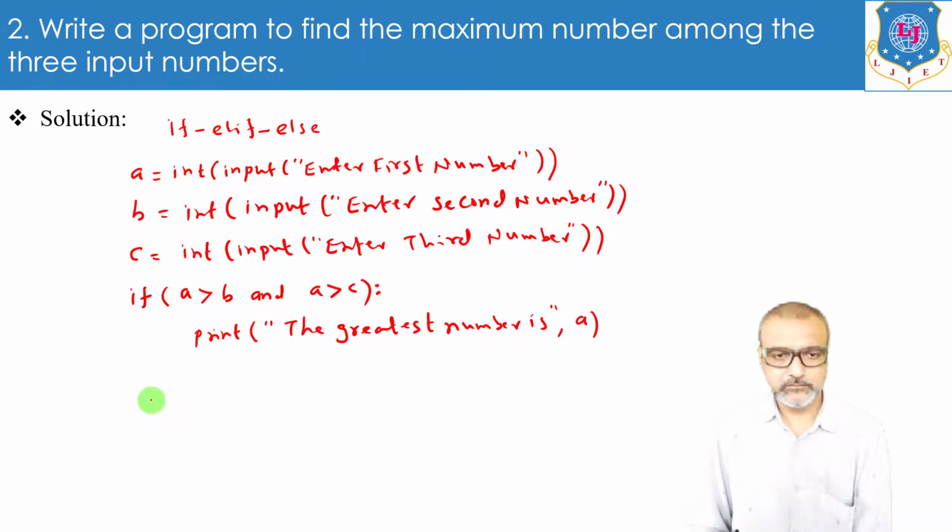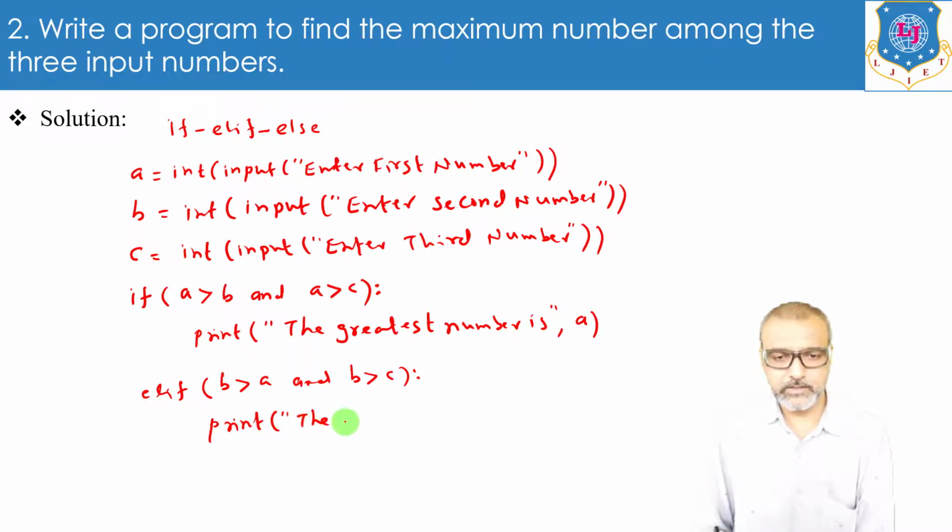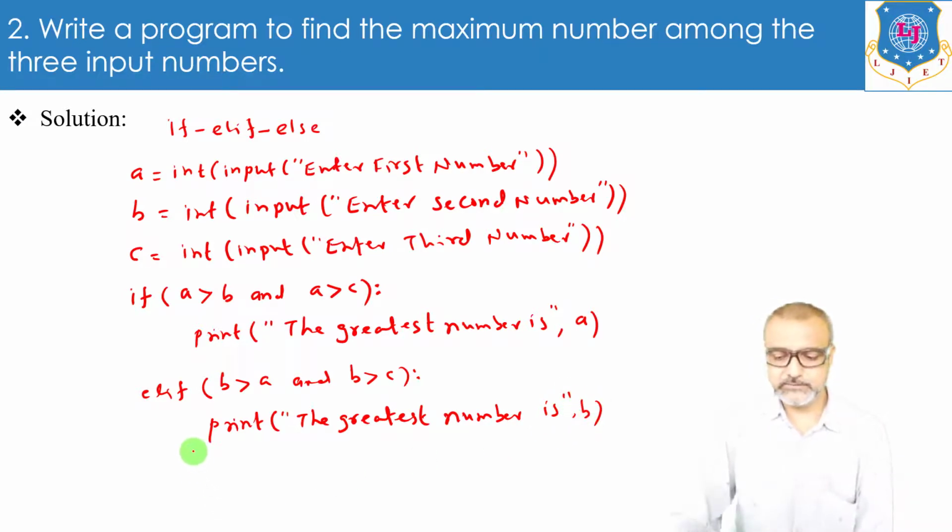Okay, now we will write down elif b is greater than a and b is greater than c. So what does it mean? It means b is the greatest number. So we will write down a print statement, "The greatest number is", b. At last we will write down the else statement.